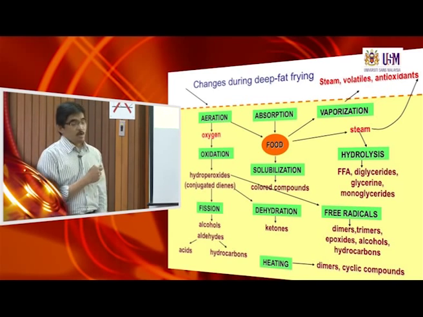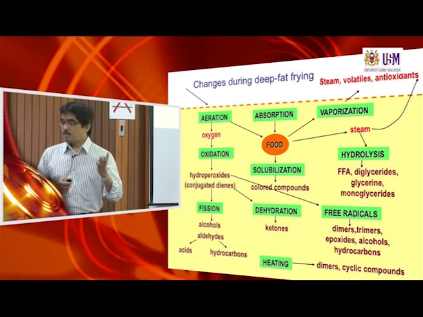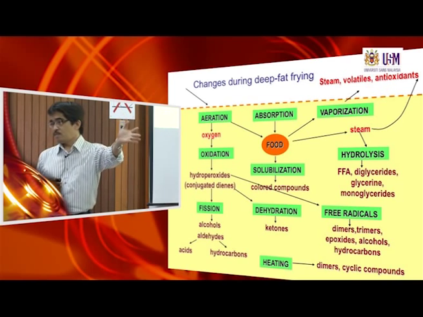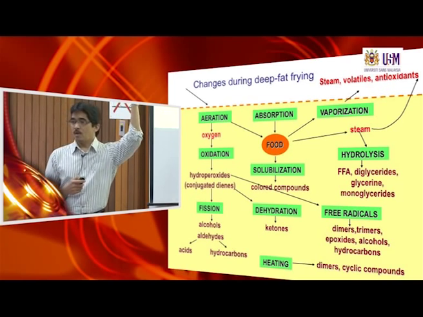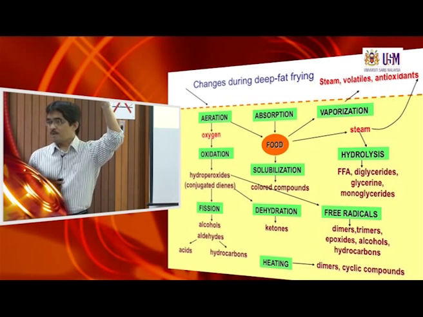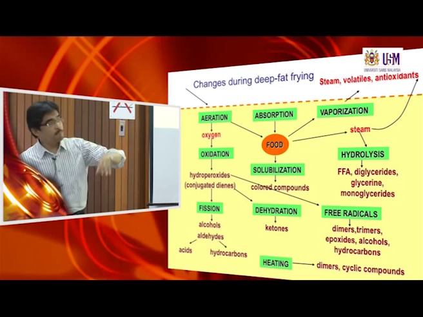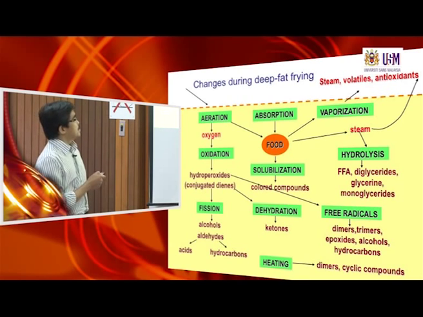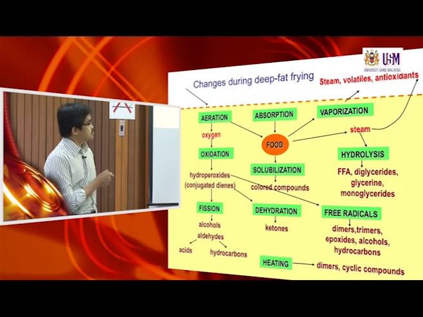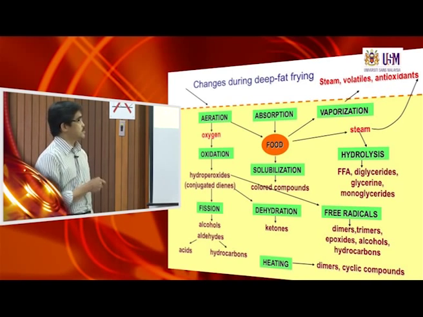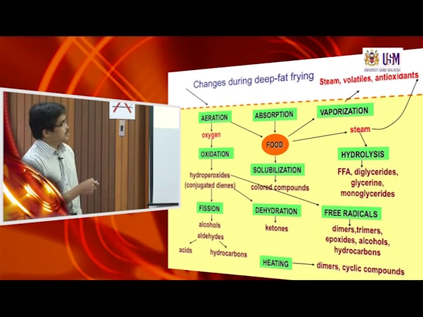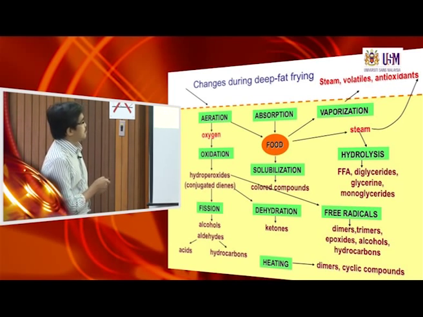Okay, we have oxidation. Of course, you have probably learned about what happens during oxidation. It will go through the primary oxidation and perhaps secondary oxidation. It will produce a range of peroxides, hydroperoxides. These are the primary products of the oxidation, and it will produce some other products from this through the fission process and so on, to produce aldehydes, acids, and hydrocarbons. So these are the compounds that can be produced as a result of oxidation.